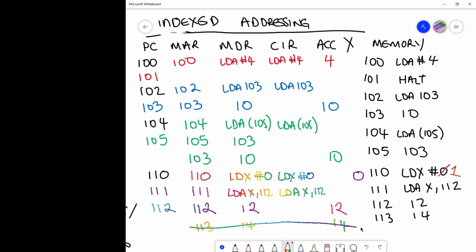But that's it. So you've got these addressing modes. These different addressing modes allow you to access data in different ways. So it allows you to structure your code better.